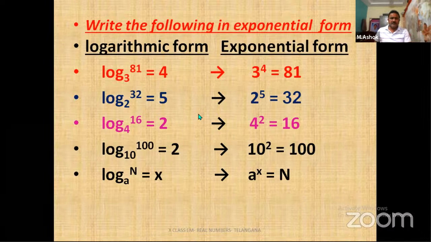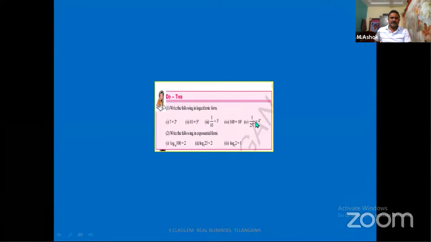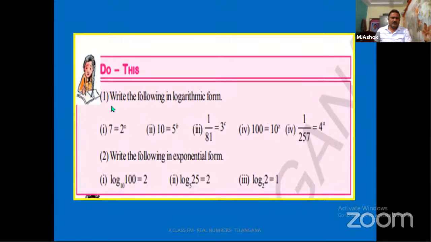Based on this, if he gives the exponential form, you should write the logarithmic form, and if he asks you to change from logarithmic form to exponential form, we have to do it like this. So it is homework for you. The first bit is he has given the exponential form, so we have to write it in the logarithmic form. The second question is he has given the logarithmic form, you have to write it in exponential form. This is a small homework for you.